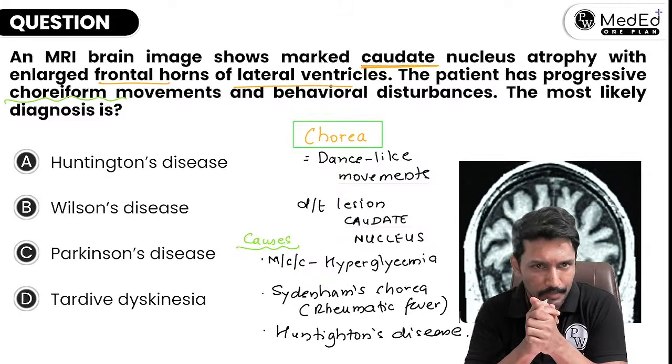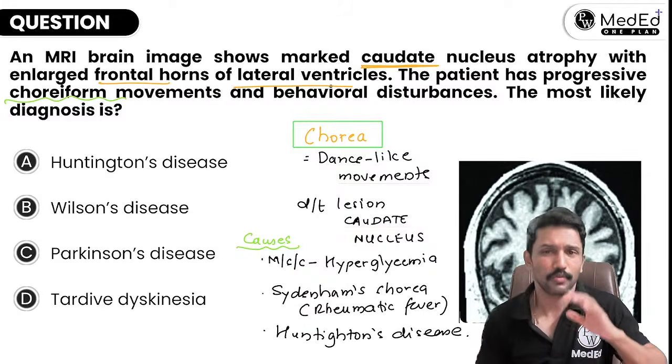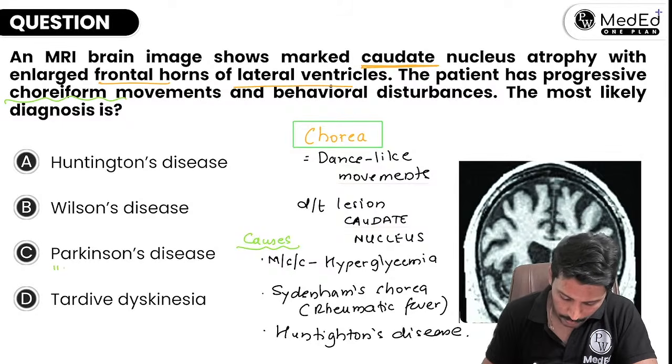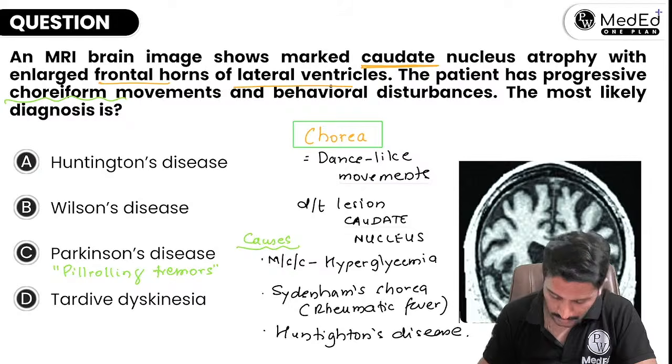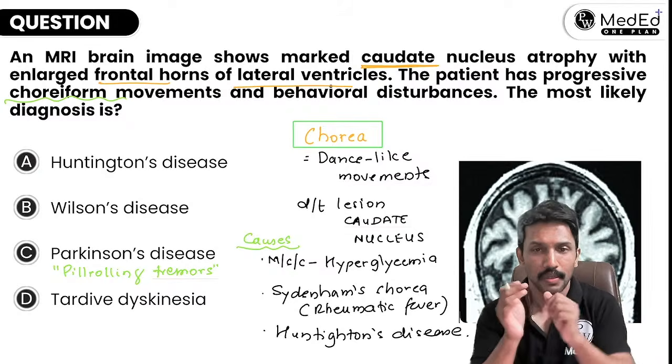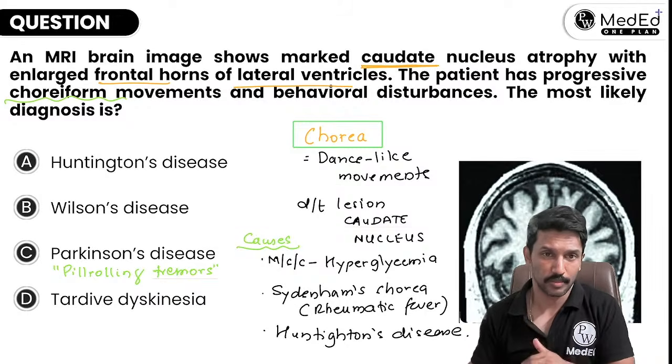There's nothing difficult there. So in Parkinson's disease, we do get involuntary movements, but that's not chorea. In Parkinson's disease, what do we get? In Parkinson's disease, we get pill rolling tremors, which are basically resting tremors. In Wilson disease also we get tremors. What kind of tremors we get in Wilson disease? Wilson disease tremors are postural tremors. The Parkinson's disease tremors are rest tremors.